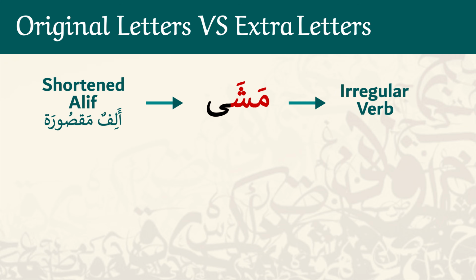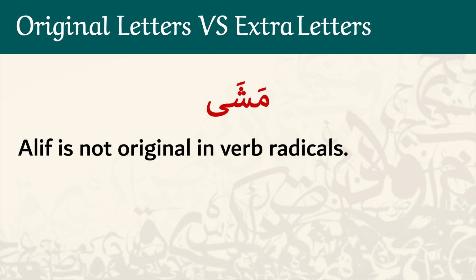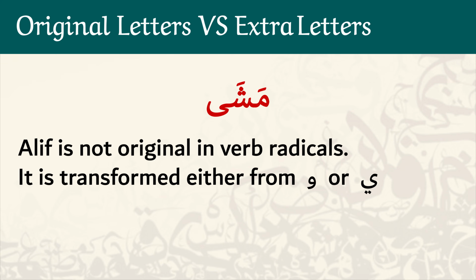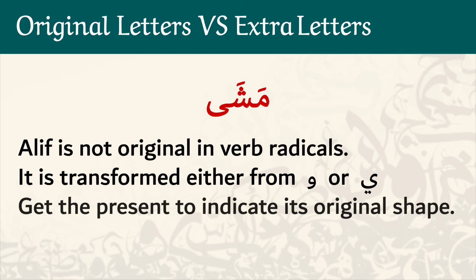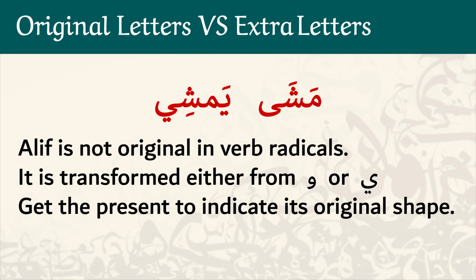Just for your information, any original ألف in a verb is not actually ألف. It's either ياء or واو. This ألف in the verb مشى, it's originally ياء. One of the ways to make sure of that is to get the present of the verb, يمشي. So this ألف in مشى is transformed from ياء. And in either way, both ألف and ياء are defective letters. We will get to this topic in some advanced lesson.